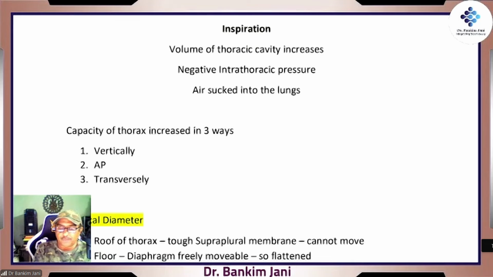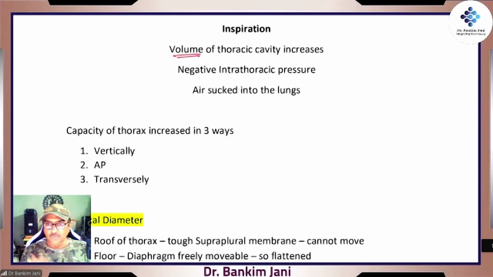In inspiration, the volume of the thoracic cavity has to increase. Last time we talked about the volume of the thoracic cavity, so that's why anteroposterior and side to side, that is the transverse. Negative intrathoracic pressure, so air is sucked into the lungs. Simply, the chest is there. If you expand it, the pressure inside would drop, so air would go in. And when you compress the chest, the air would go out.